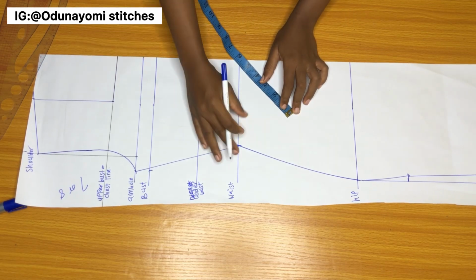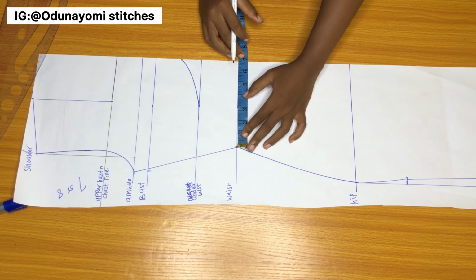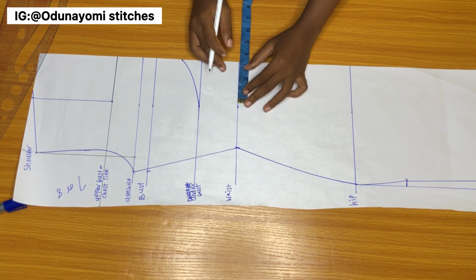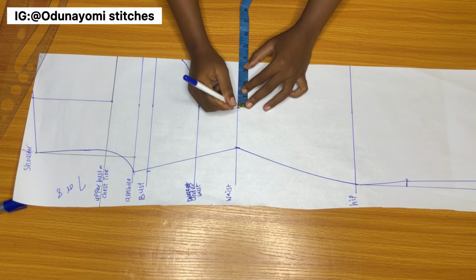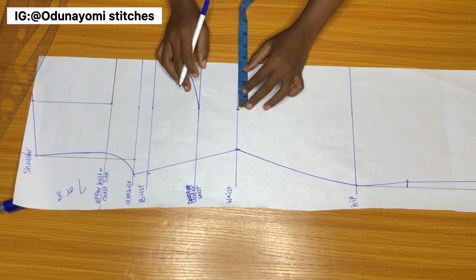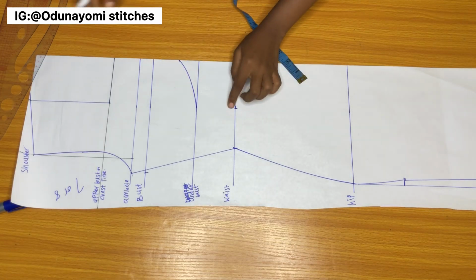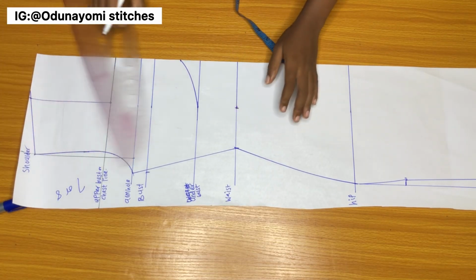So the next thing I want to do is at this waist area. At this area here, what you will do is to measure your bust span divided by 2. My bust span is 7, so 7 divided by 2 is 3.5. So you note that point. The remaining part I have here is 3 inches.